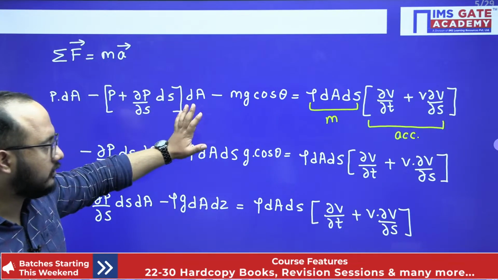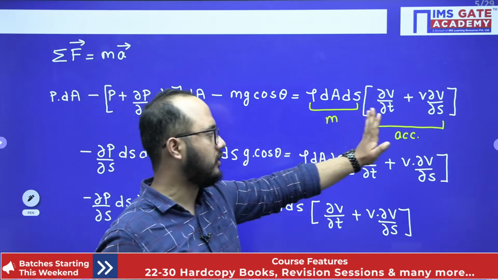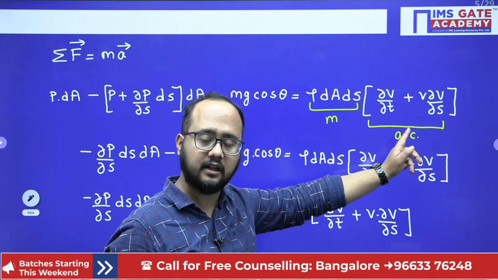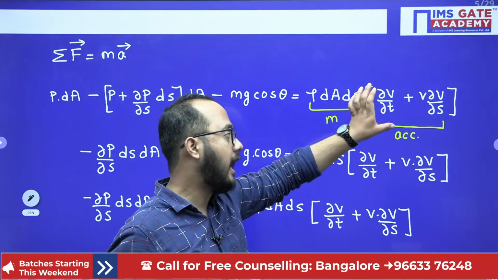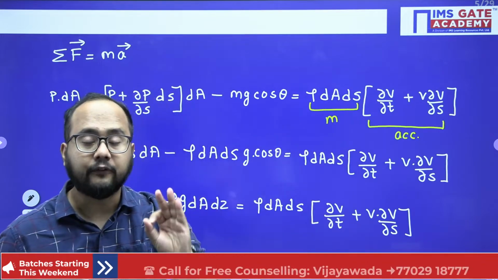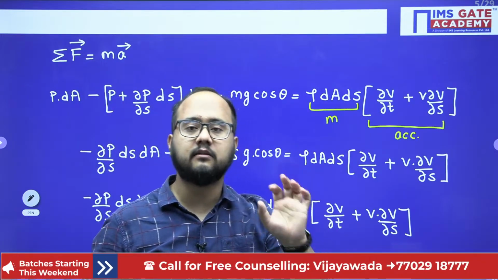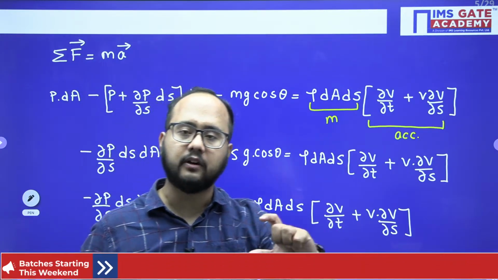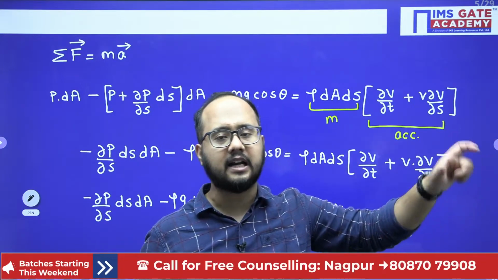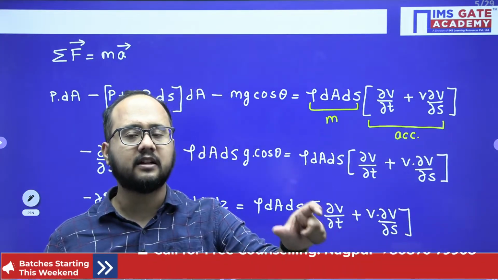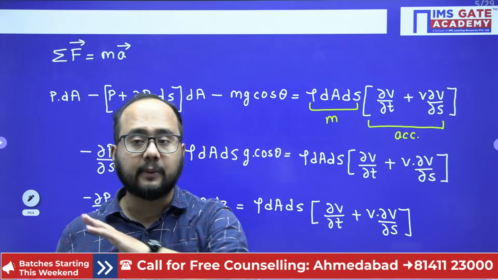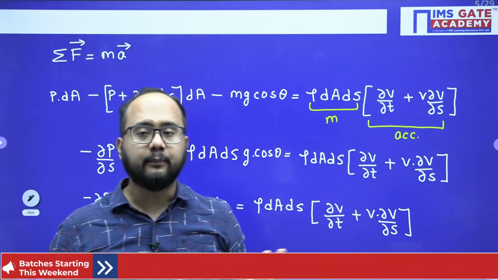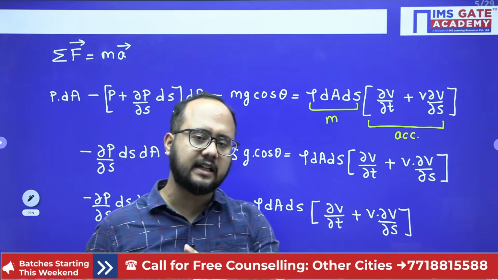Forces I have written on the left side, and on the right side, mass into acceleration. This is the mass, this is the acceleration. In the kinematics, we have discussed in detail how to write the acceleration part, right? If you have any difficulty, please check the fluid mechanics playlist, and you will find a lecture on kinematics. In the kinematics, I have discussed velocity and acceleration separately. Okay, material derivative, all those basic things I have already discussed.